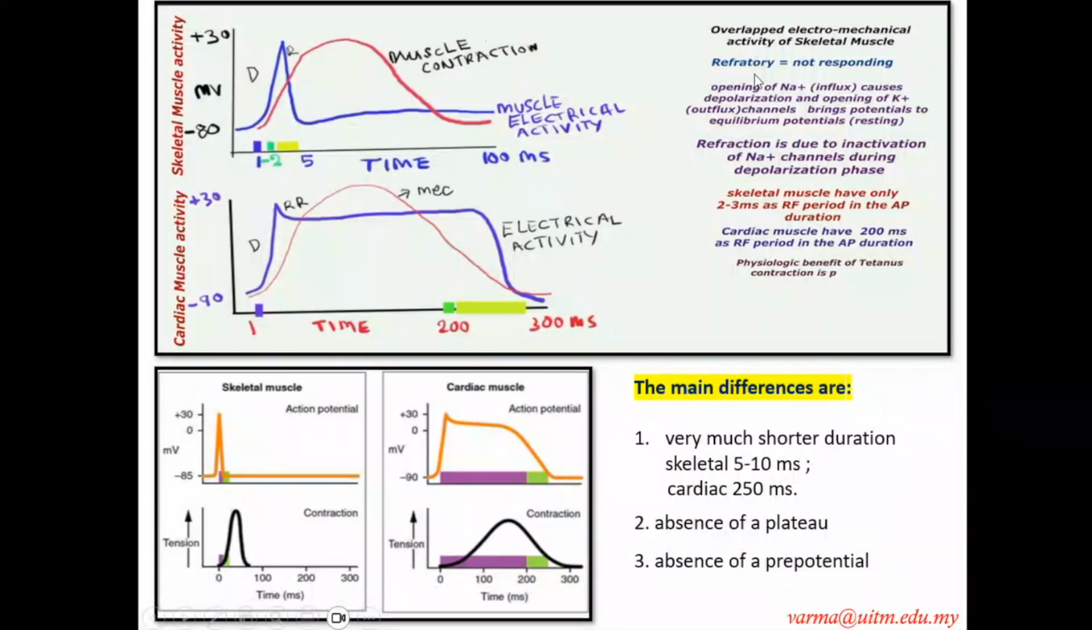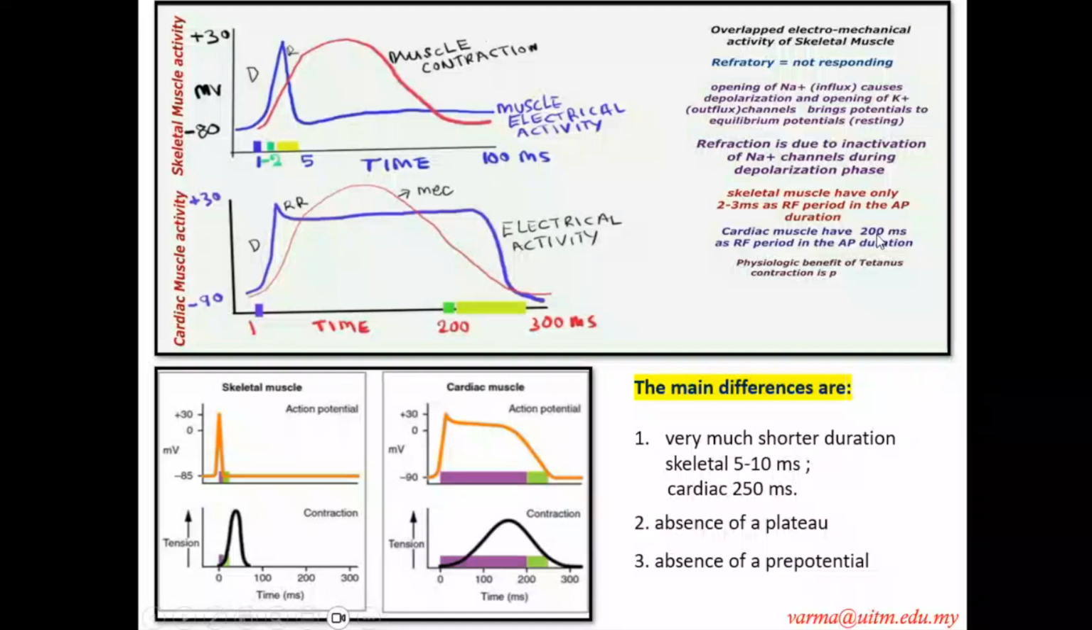Refractory period means there is no response. Absolute means another action potential cannot be developed. Relative, this is asked in Viva: what is the difference between absolute versus relative refractory period? Skeletal muscle has only 2 to 3 milliseconds of refractory period, compared to your cardiac muscle, which has 200 milliseconds.